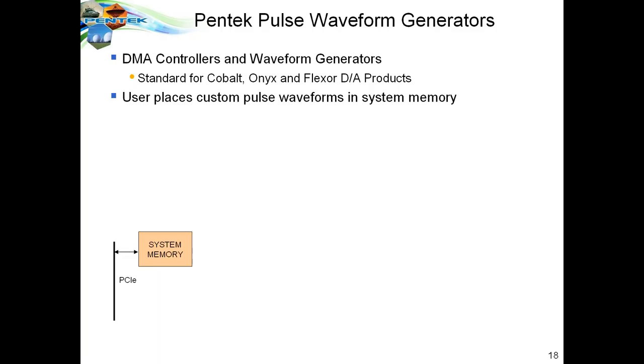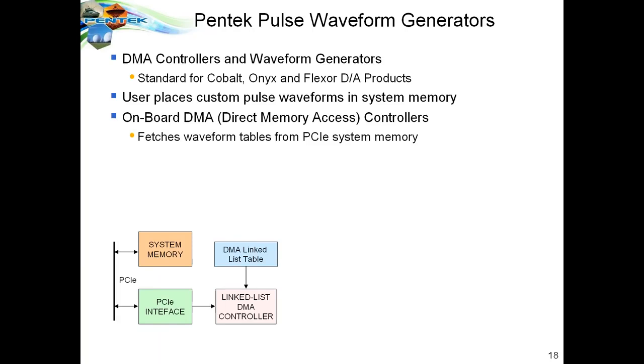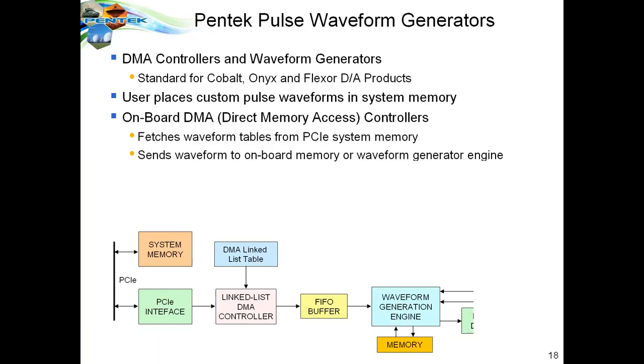To start with, the user places a custom pulse waveform in system memory. This would be a table of digital samples. We then use the PCI interface to access that memory from a DMA linked list controller, which is part of our board, to fetch the waveform table.